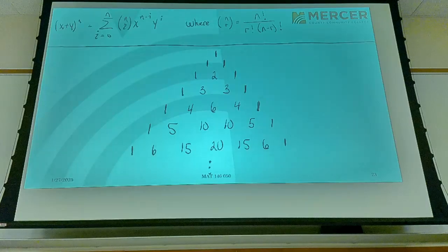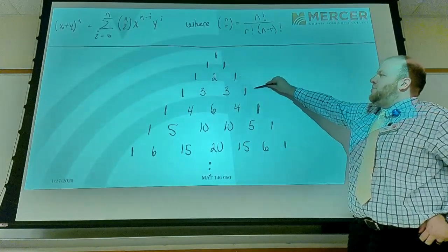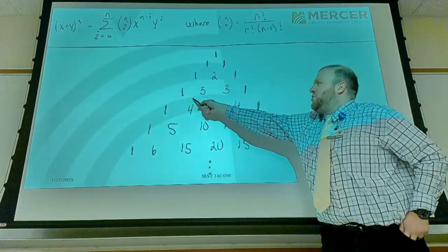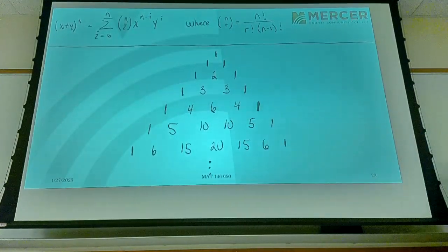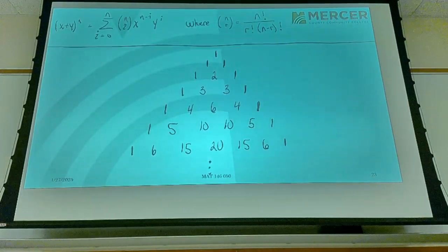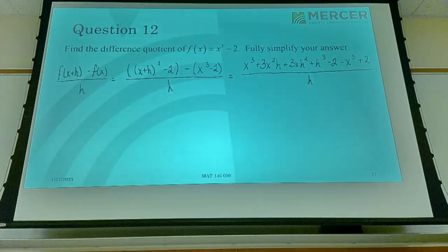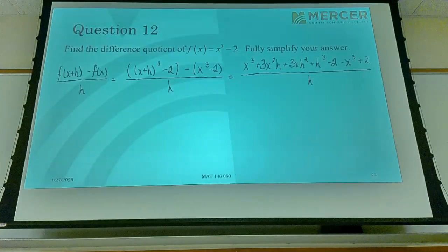We're cubing it, right, in this case. So we go down to the third row of the triangle. Zero, 1, 2, 3. Those are your coefficients. 1, 3, 3, 1.